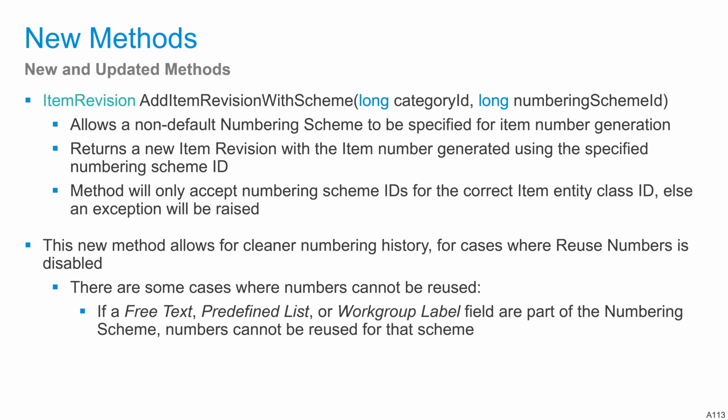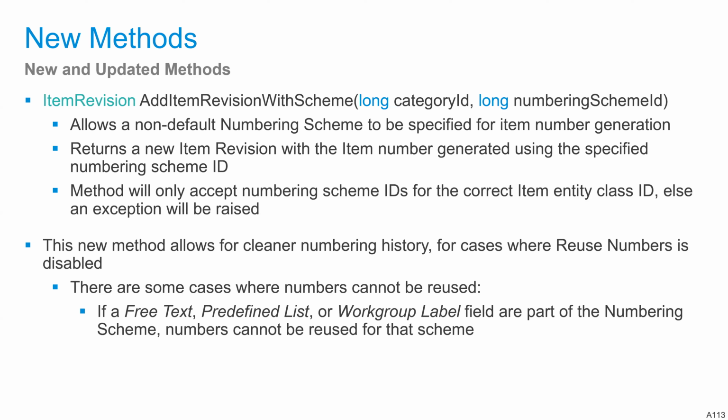The purpose for this was we had some people who, when they added an item revision, would want to change the number for the item to be generated by a different numbering scheme. But in order to do that, they had to create the item first and then create a new number and then switch over the number. So this allows for a little bit of a cleaner numbering history, and especially for cases where reuse numbers is disabled.